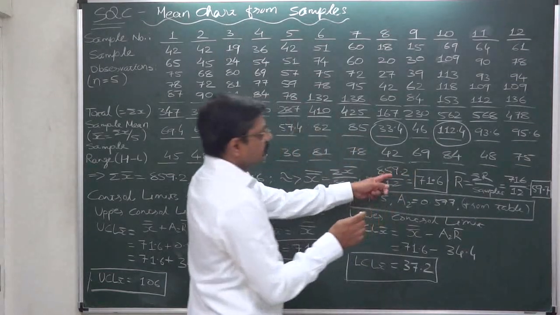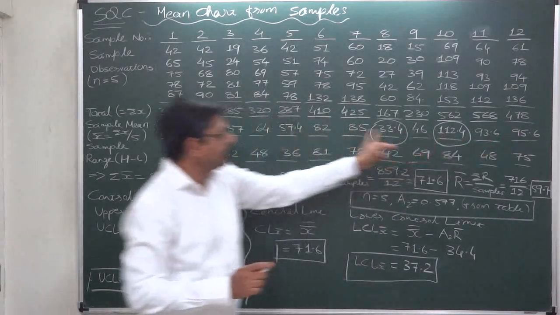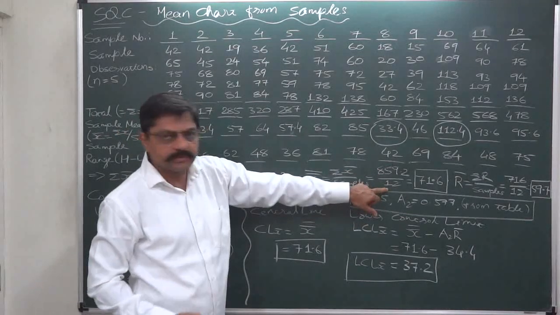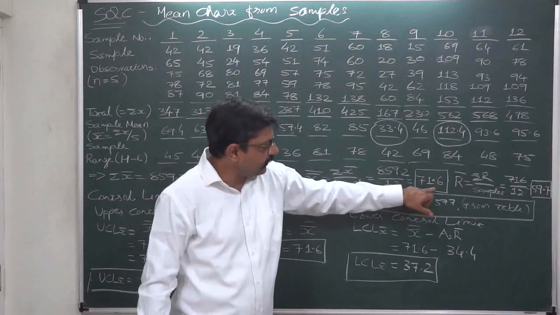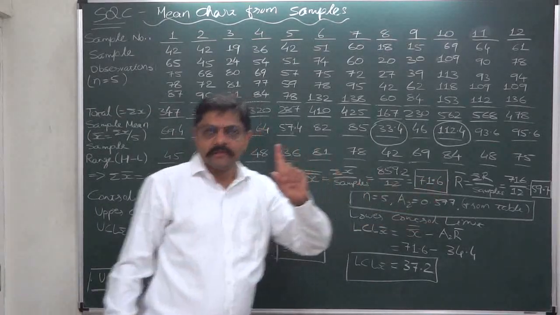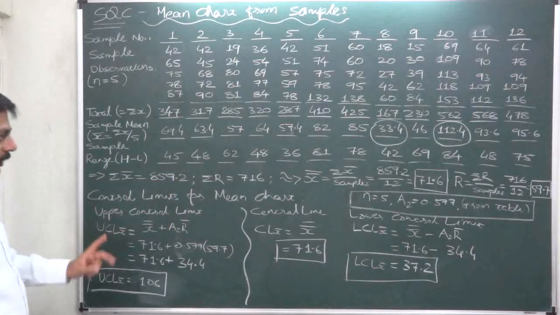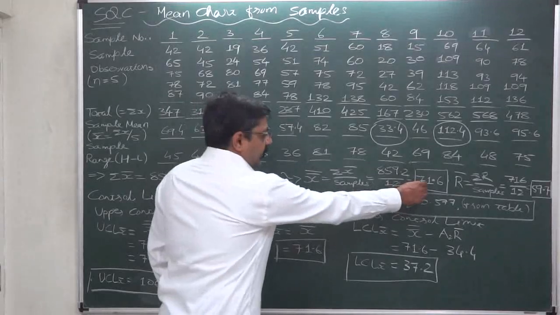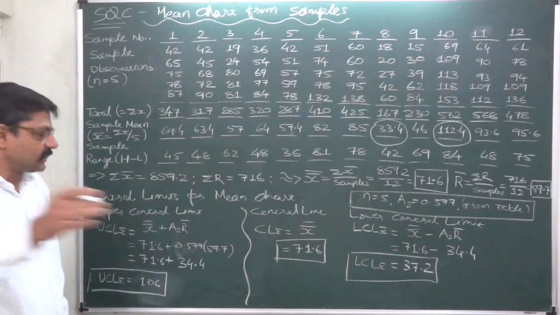The summation of all sample means came to 859.2. This is the summation of all these sample values. That is 859.2 divided by the number of samples, 12. That gives us 71.6, the rounded off value with one decimal. Okay, so it comes to 71.6. This becomes our central line whenever we construct the mean chart.